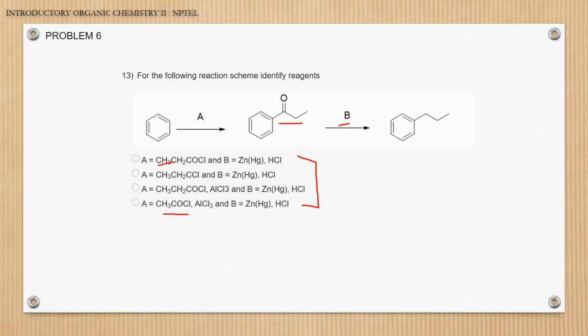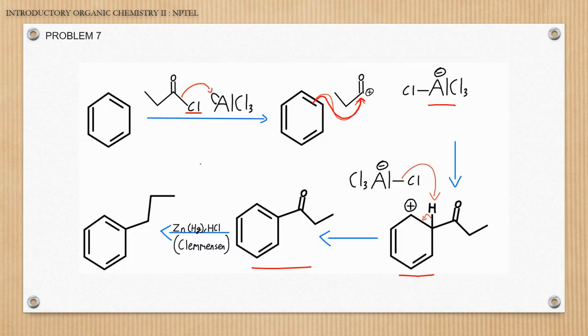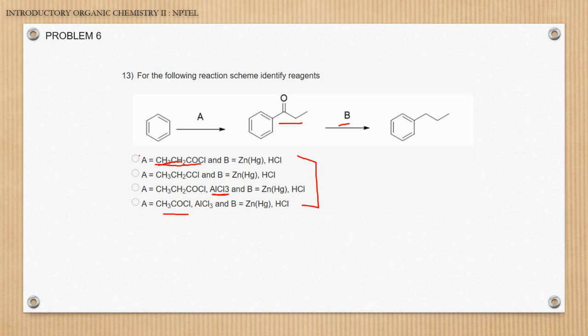In case A, what you will have is COCH2CH3, but here they have not added AlCl3, which plays the role of the Lewis acid. If the Lewis acid is not there, this activation is not there. If the activation is not there, then the acyl cation is not going to be generated, so it is not trapped by the benzene ring. That is why option A is wrong, although it contains the correct acyl chloride, right?